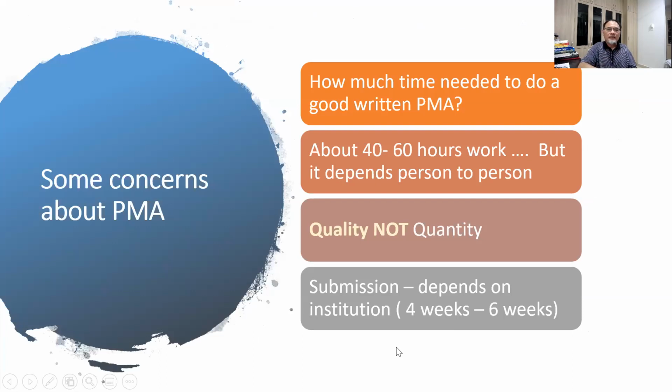Okay. You may ask how much time is needed to do a good written PMA. So these are concerns about PMA. It's about 40 to 60 hours of work, but of course, it depends on the person. We're looking at quality, not quantity. Quality means the ability for you to answer the question or respond to the requirements that are given.